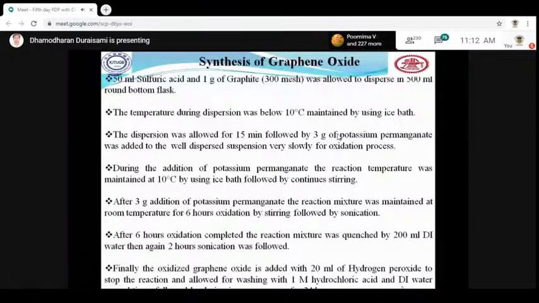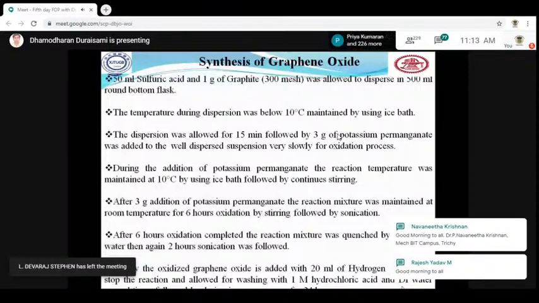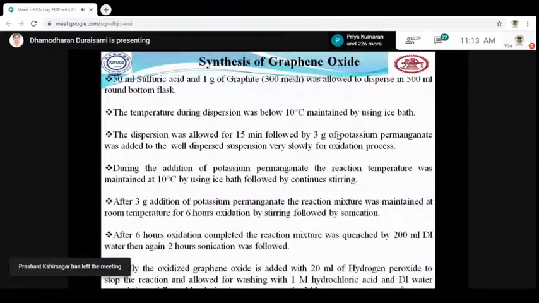After the 10 hours, we need to stop the reaction. So we used hydrogen peroxide, 80 ml hydrogen peroxide and 50 ml DI water, to stop the synthesis of graphene oxide. Then we need to keep it for a settling process for a minimum of 1 week, and we need to replace the water 2-3 times to get a better exfoliation of the graphene oxide.